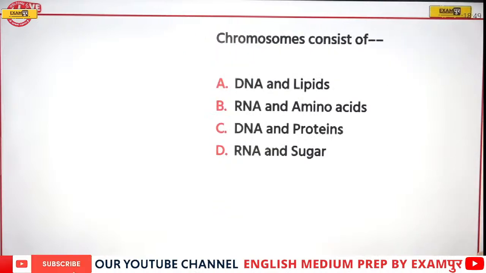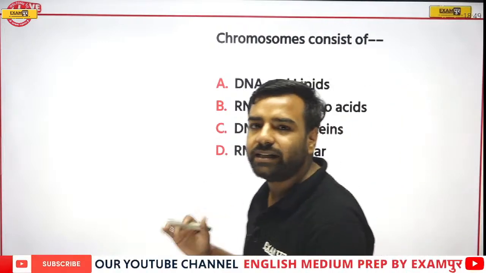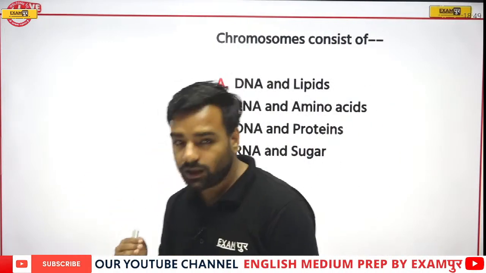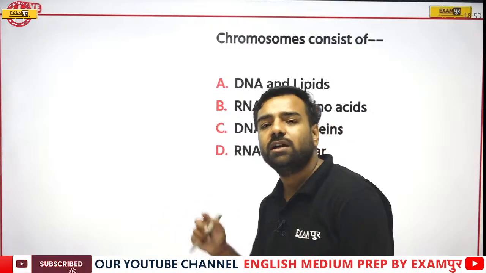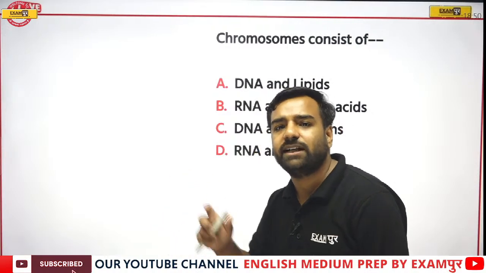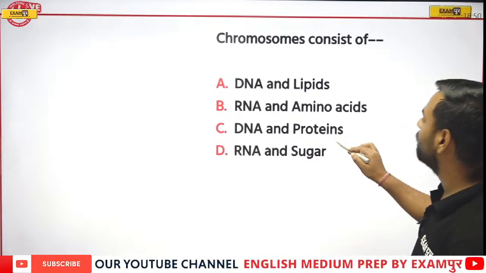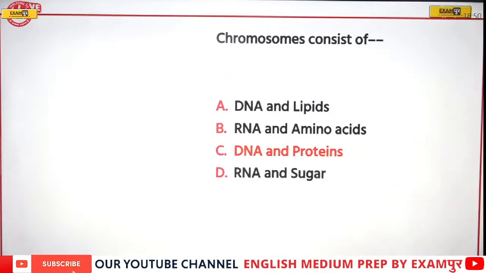Now, if I talk about the chromosomes, what does a chromosome consist of? So remember, chromosomes actually consist of DNA, that is deoxyribonucleic acid, and proteins. So DNA, that is deoxyribonucleic acid, and proteins will be the correct answer. And yes, we have option number C over here. So option number C is correct.